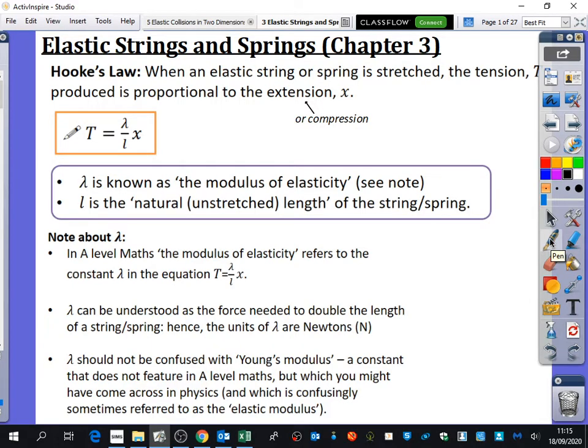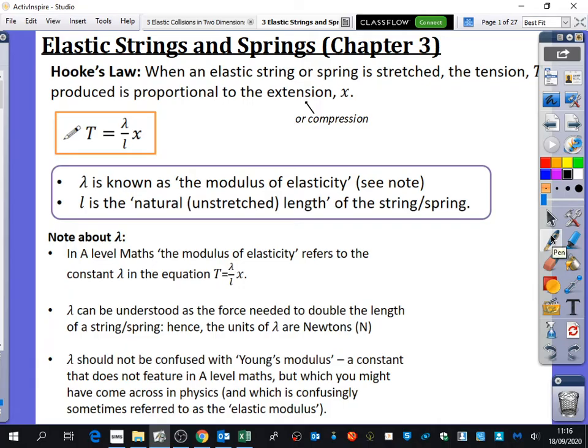So Hooke's law says that when an elastic string or spring is stretched, the tension T produced is proportional to the extension or compression. Why have I said or compression? Because if you squeeze it in, if it's a spring, you can squeeze it in. If the question is obviously a string, you can't compress a string because it will just go loose and the tension will just become zero very, very quickly. So the tension is equal to lambda over L times x.